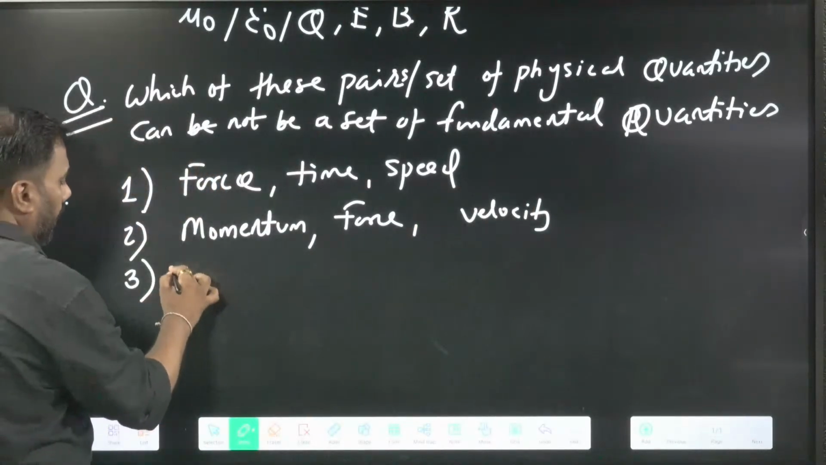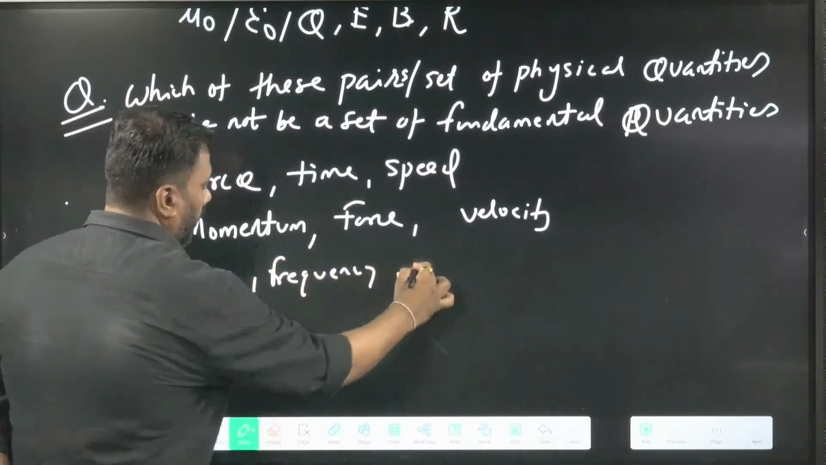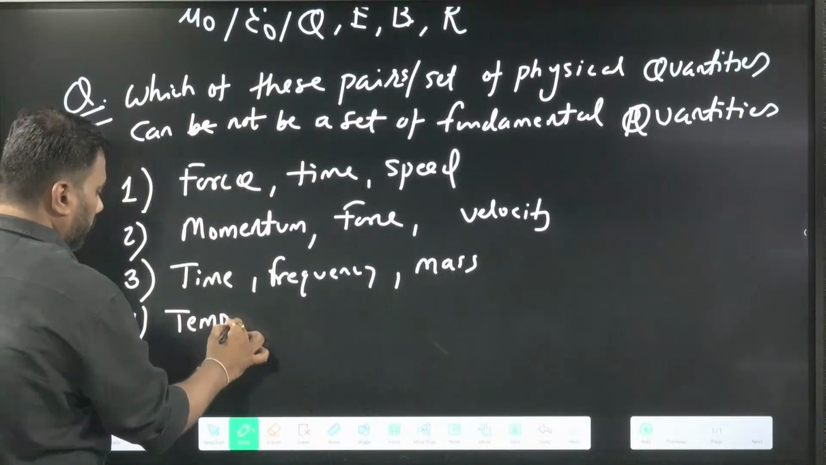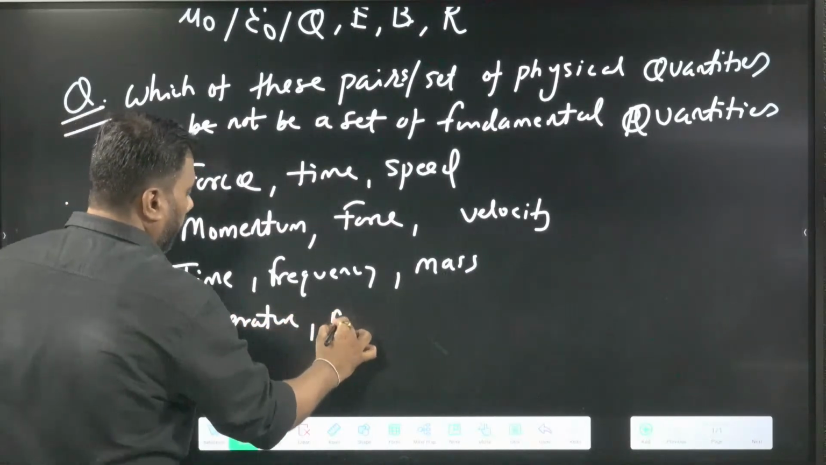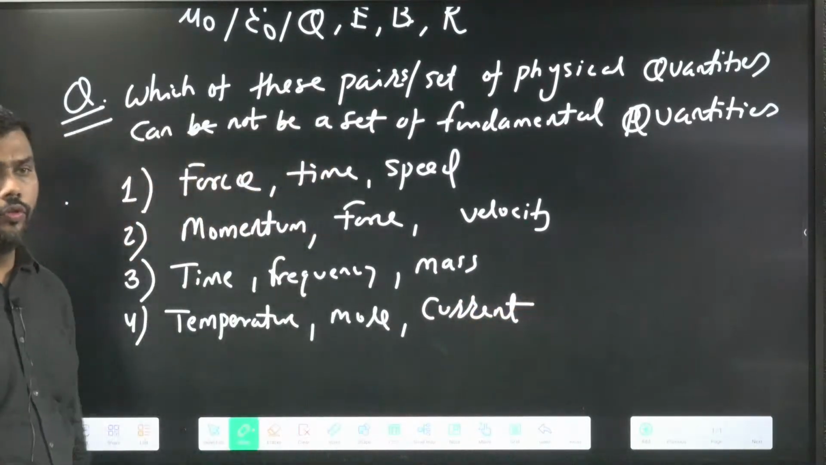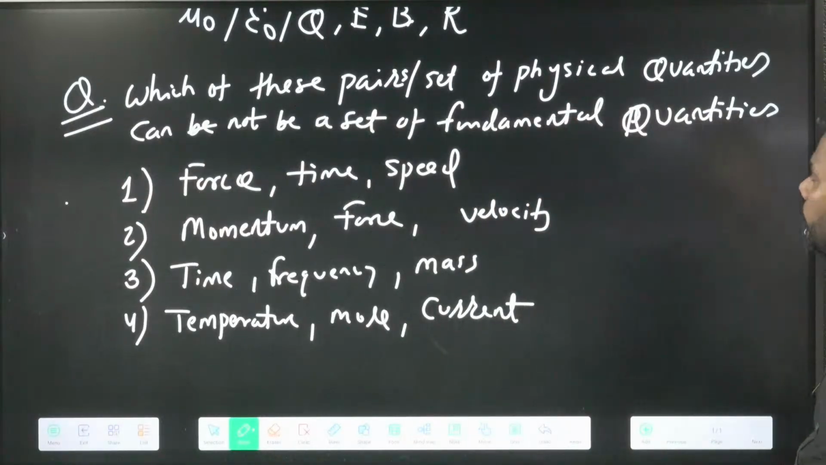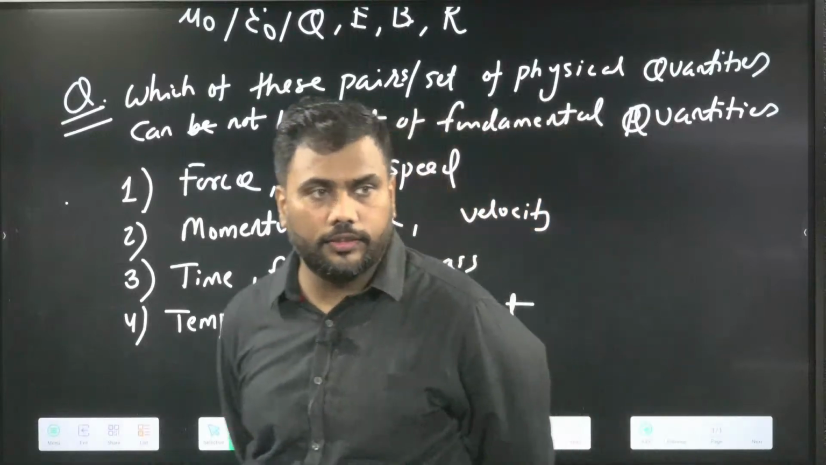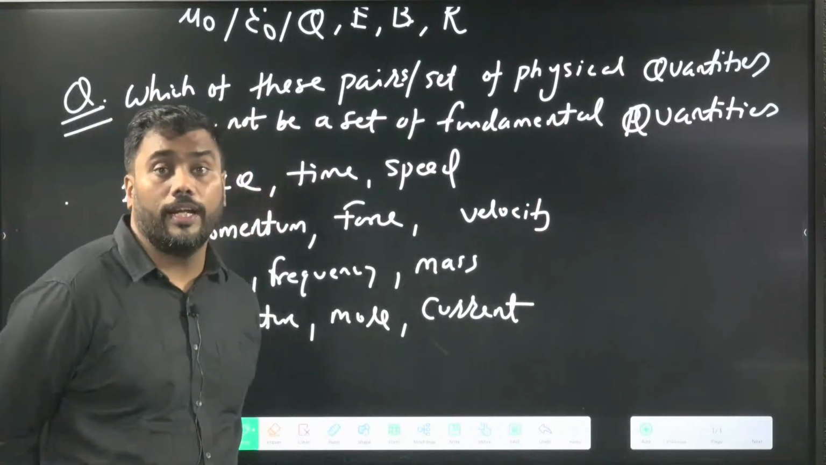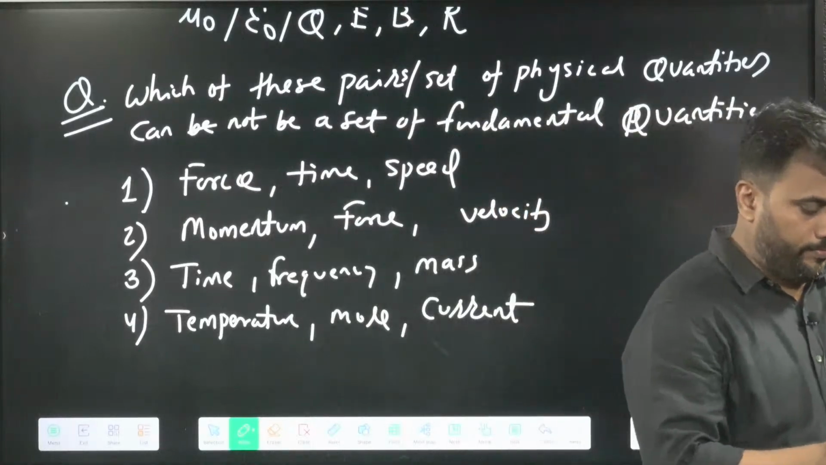Third set is time, frequency and mass. Fourth option is temperature, mole and current. So my question is, which of these sets of physical quantities cannot be a set of fundamental physical quantities?